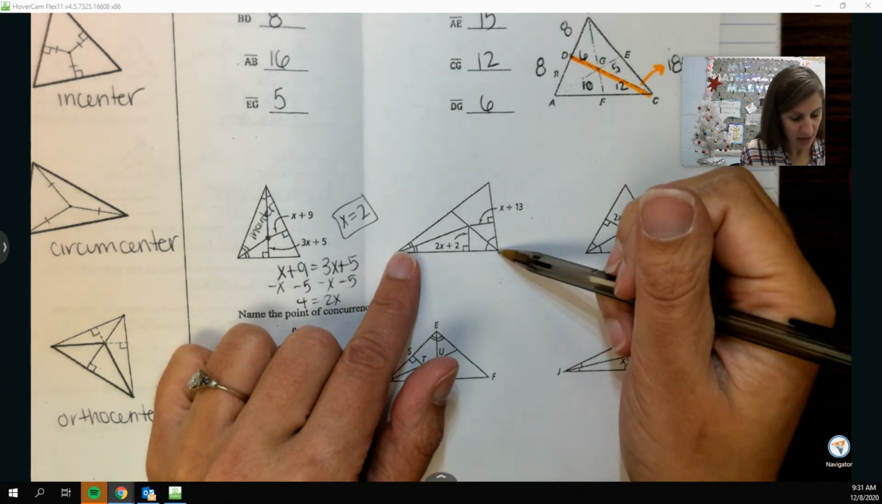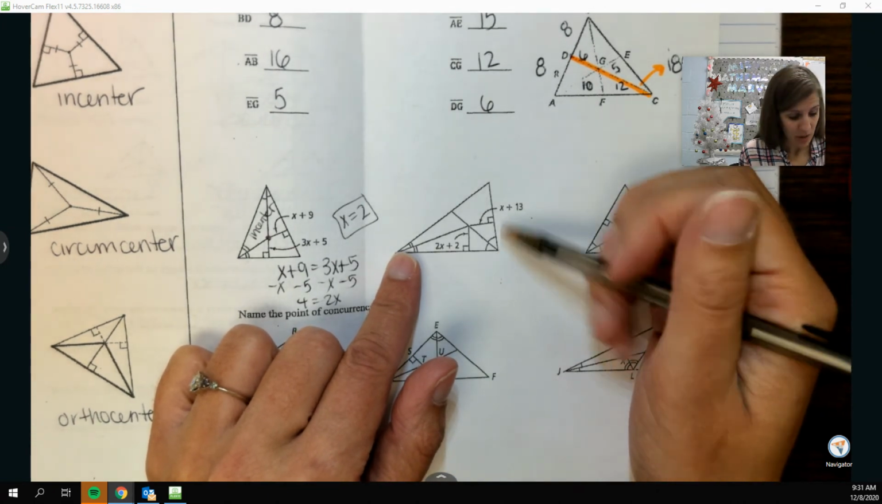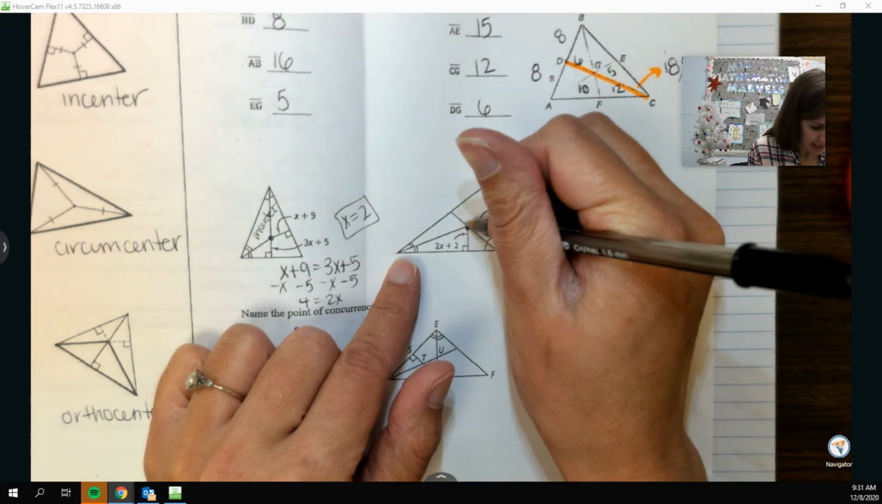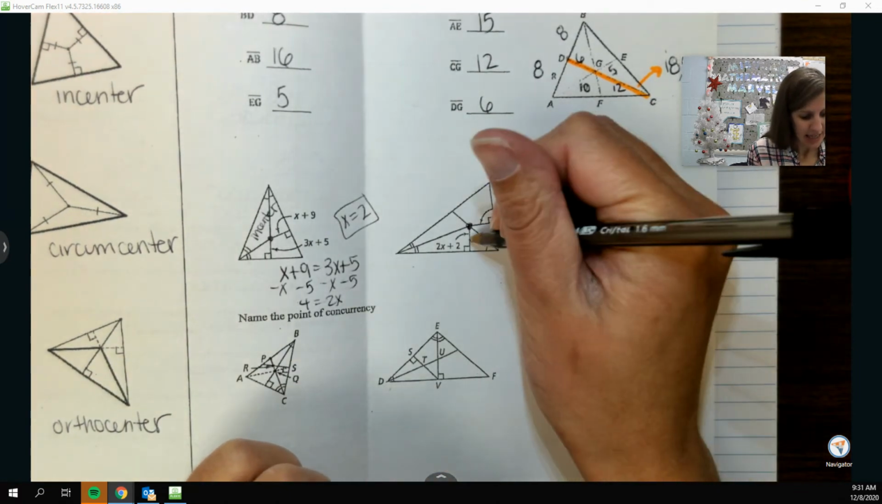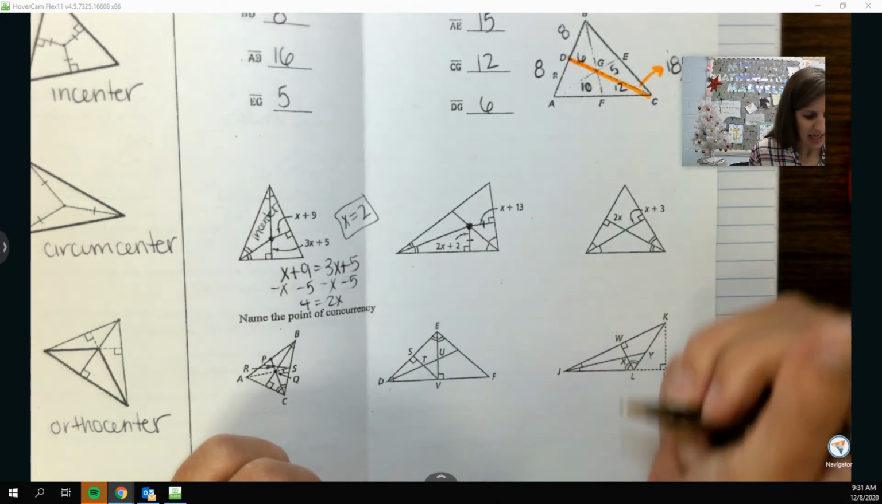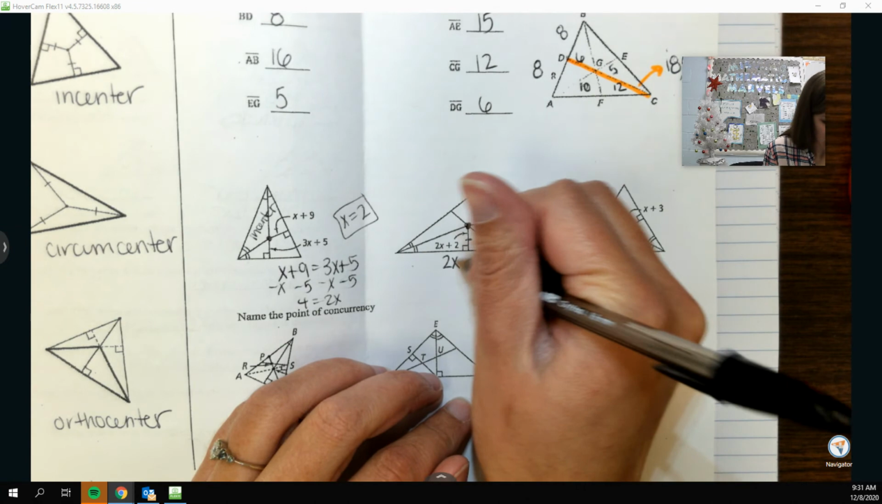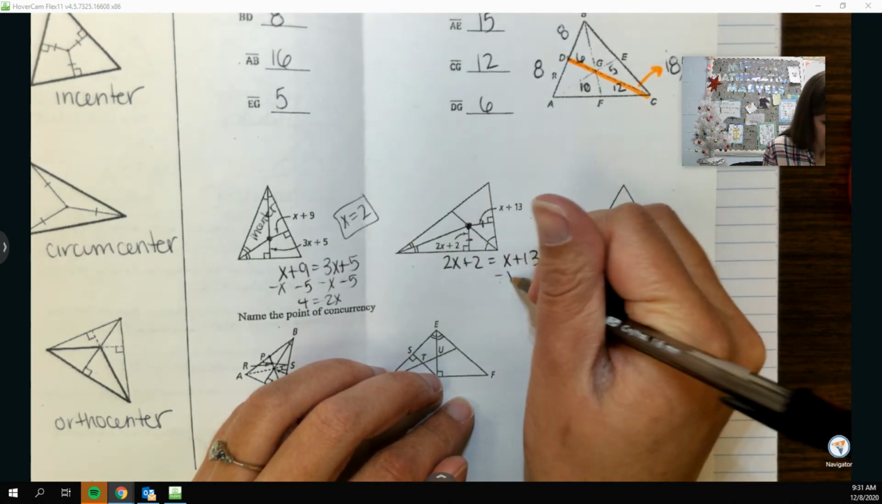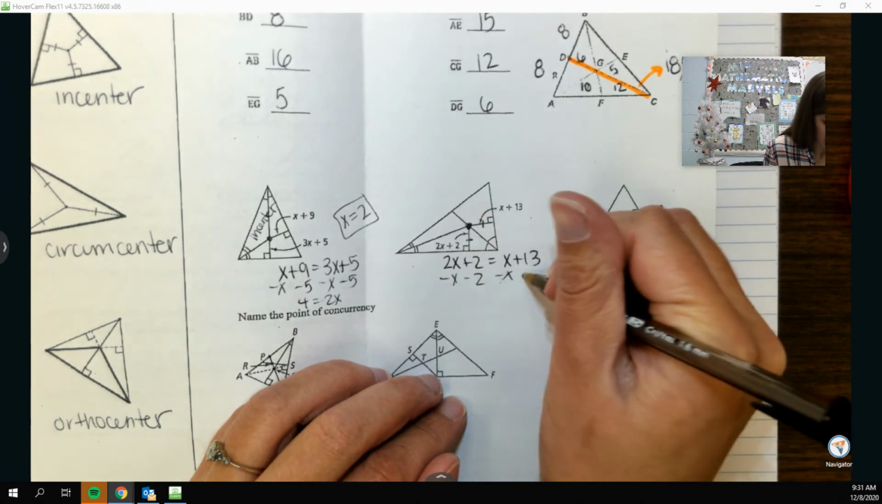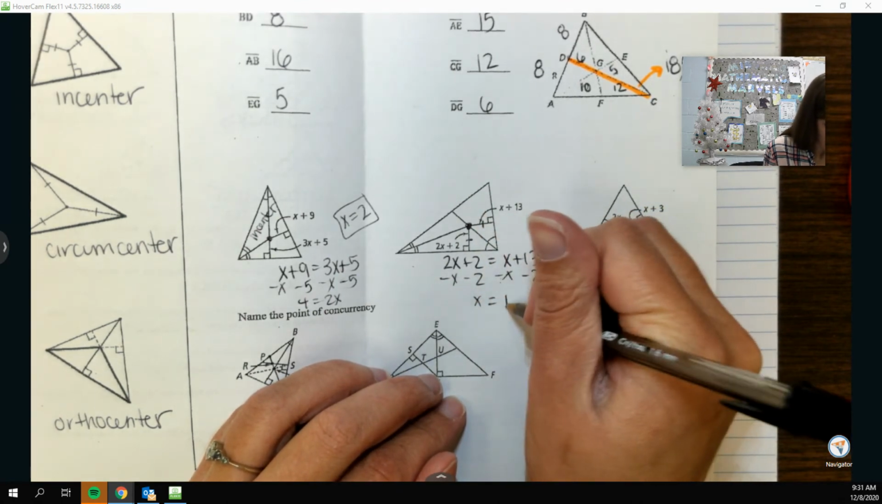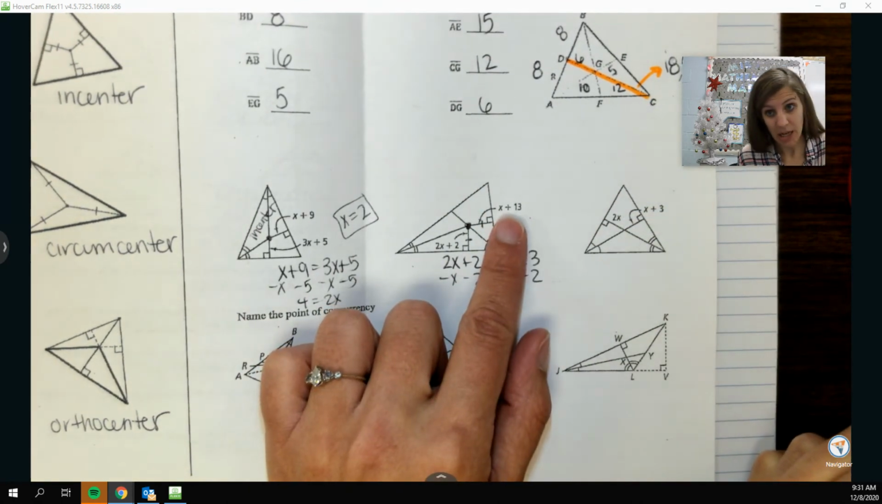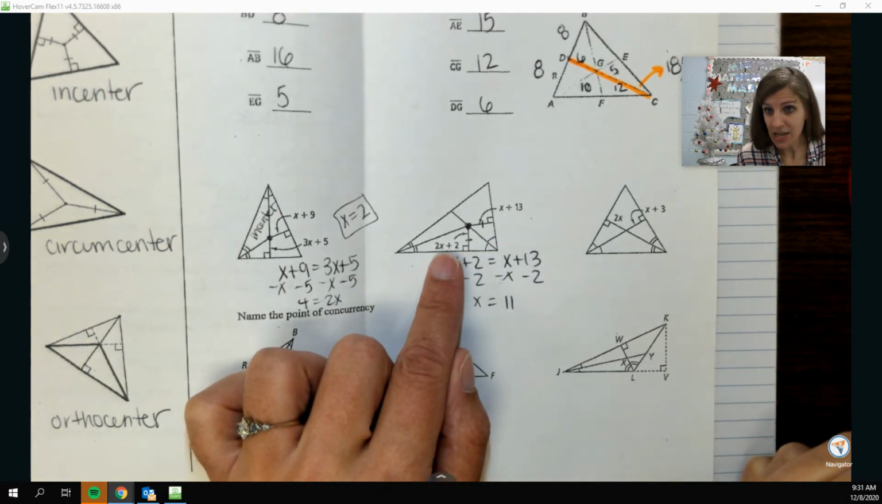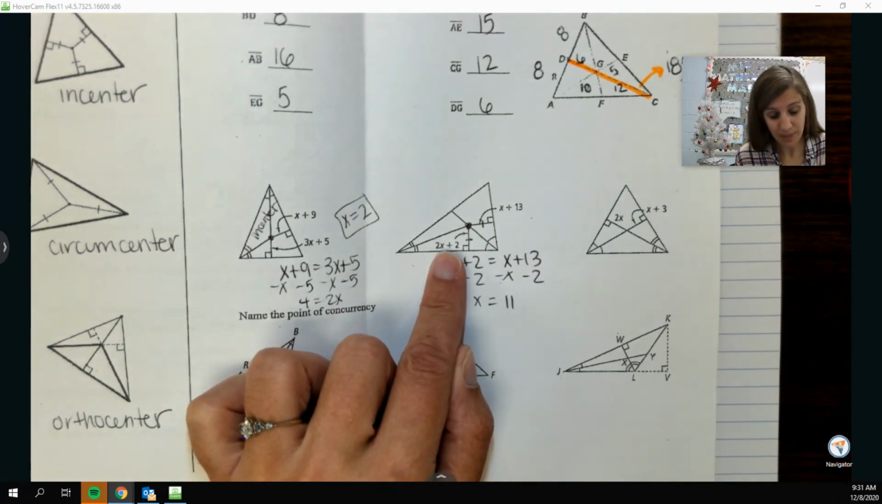Similarly here, we got those angle bisectors. So this guy where they cross each other is the incenter, and the incenter is equidistant to the sides. So again, I can do 2x plus 2 equals x plus 13. Subtract the x, subtract the 2. So x is 11. So this would be 24. And so would that, if I plug it in.